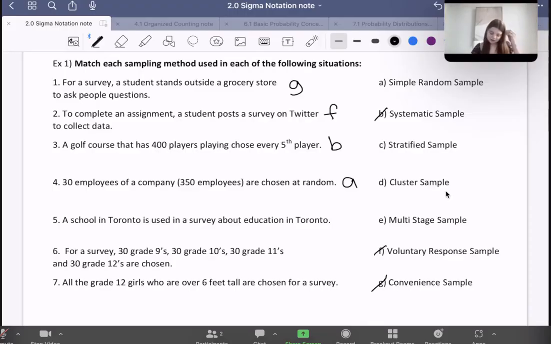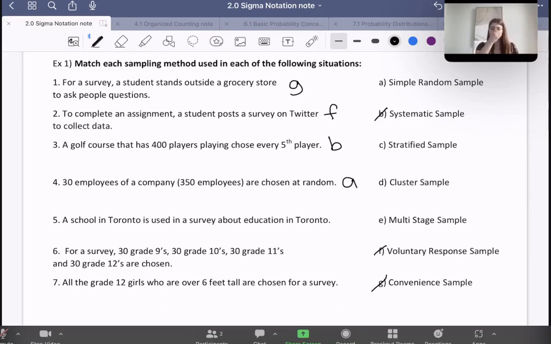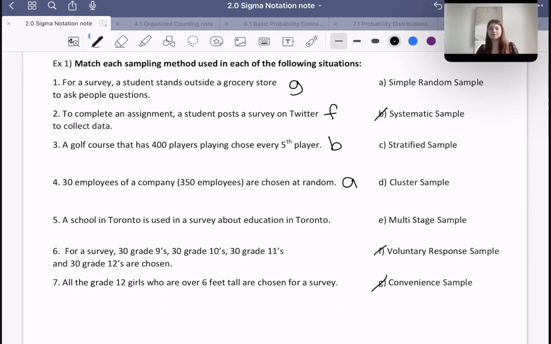Number 5 says a school in Toronto is used in a survey about education in Toronto. Okay, so basically they're taking one school in Toronto and surveying those people who go to that school, and making a generalization about all schools in Toronto, right? So it looks like they're choosing one cluster and making an assumption about the population. So this would be D. This would be cluster sampling.